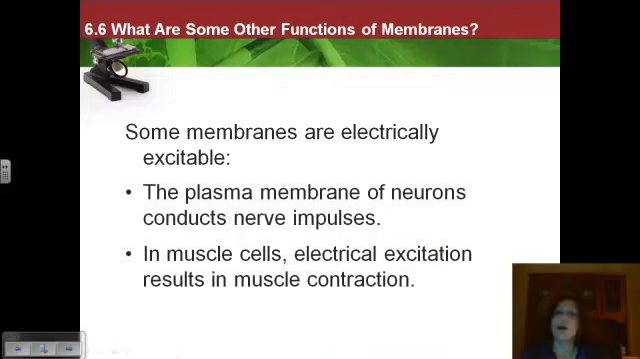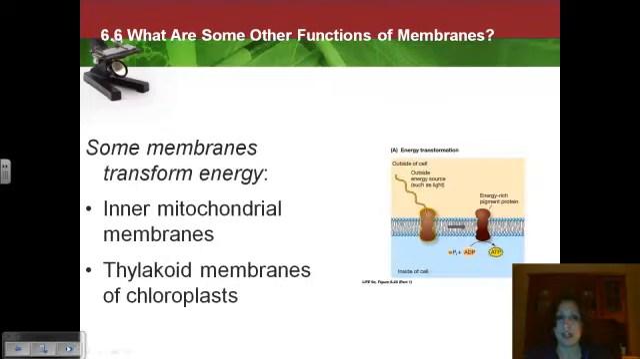Okay, so before we leave membranes, I just want to talk a little bit about some of the other functions of membranes besides allowing things to enter or exit the cell. And we're going to be seeing this as we move through the year. So some membranes are electrically excitable, meaning that a change in electrical charge across a membrane can cause things like nerve impulses to be conducted from one area of the body to the other, or muscle cells to contract. And so we're going to see how membranes are involved in that.